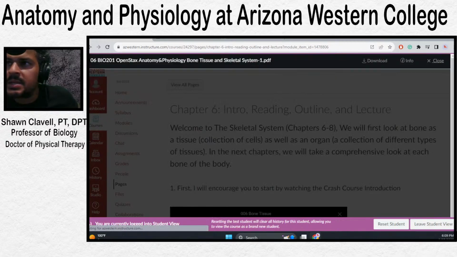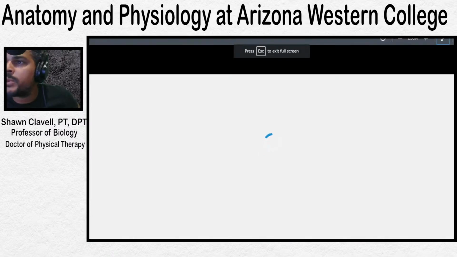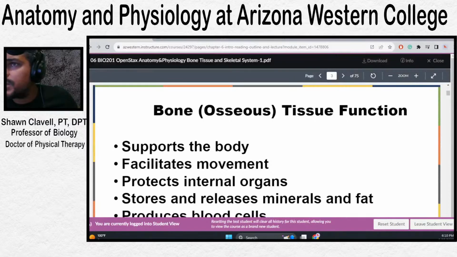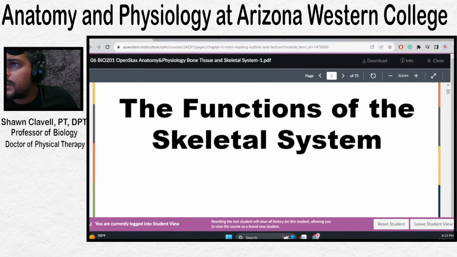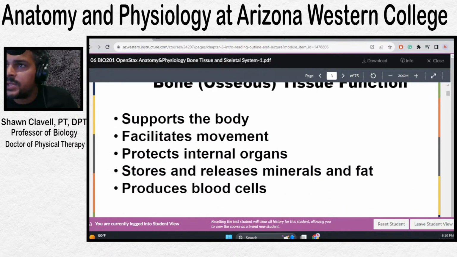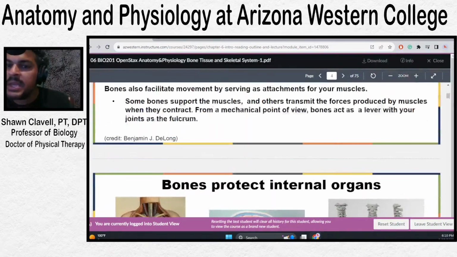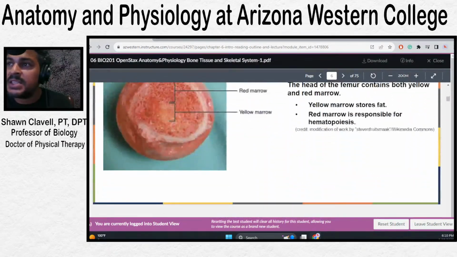Let me give you an idea as to the slides here, but we're going to be jumping in pretty good into these bones intricately. So next week, again, here we go. The functions of the skeletal system, that's going to be some of those physiological components, like what are the functions: supporting the body, facilitating movement, protecting those internal organs, storage and release of minerals and fats, right? So we've got calcium packed into those bones, as well as fat in the yellow marrow.